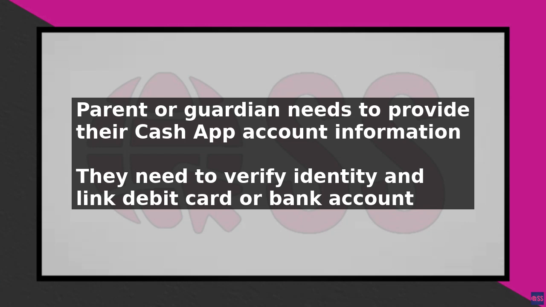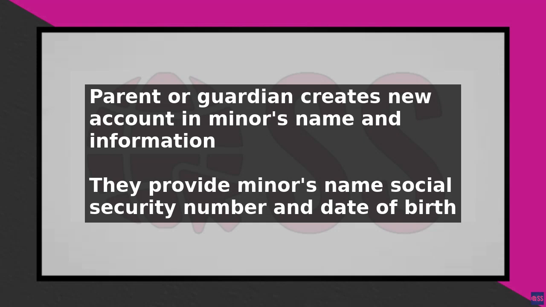Next, your parent or guardian will need to create a new account in your name. Using your information, they will need to provide your name, social security number, and date of birth. Once the account is created, your parent or guardian will be able to manage and oversee your account activity.